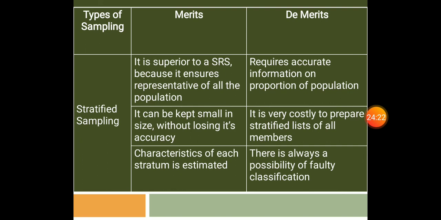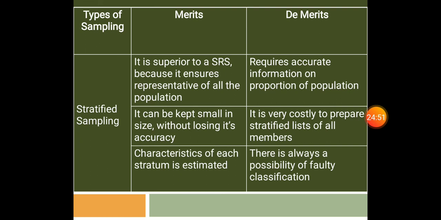Then what are the demerits? It requires accurate information on the proportion of the population. If the accurate information of the proportion of the population is not known, then the stratified random sampling technique is very difficult to calculate, or it's very difficult to take the sample from it. We can divide them into homogeneous subgroups, but if we do not know that the males are comparatively fewer in our college than females, what will happen? We will select an equal number of males and females from both groups, which is wrong.